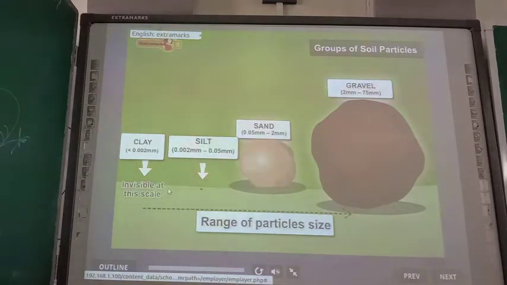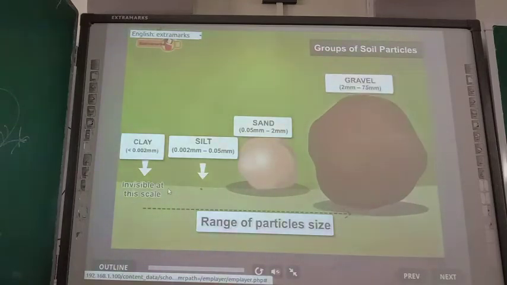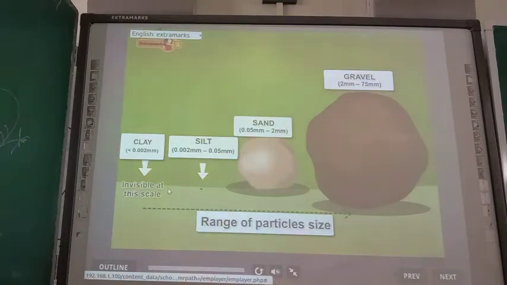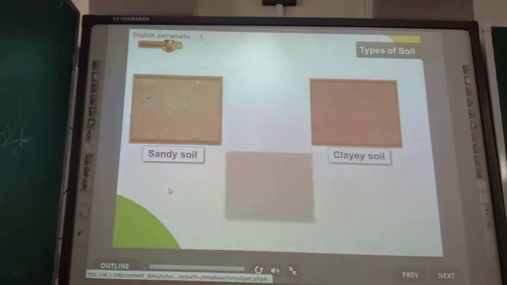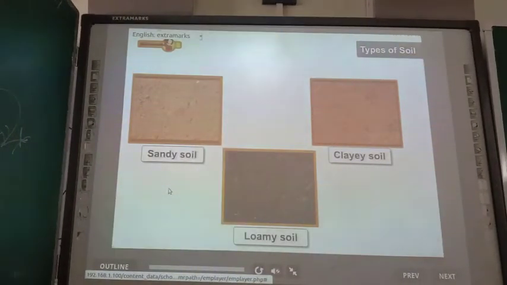Silt particles are larger than clay particles. Sand particles are larger than silt particles in size. Particles larger than sand particles are called granules or stones. On the basis of the proportion of sand, silt, and clay, the soil is classified into 3 different types: sandy soil, clay soil, and loamy soil.